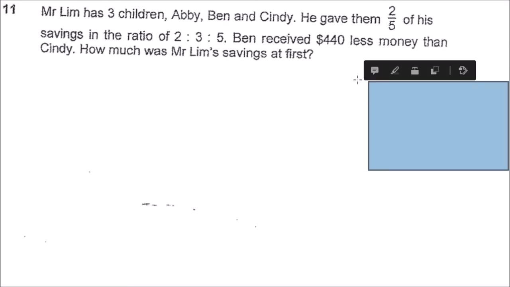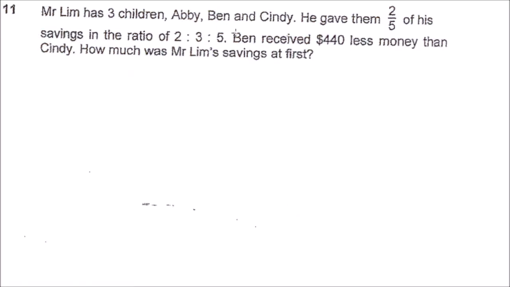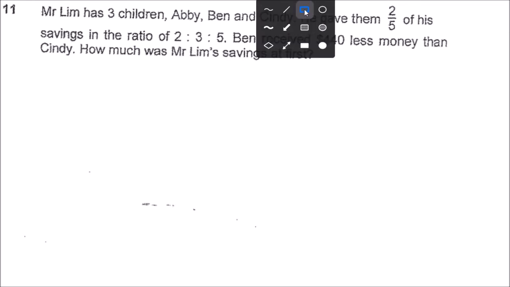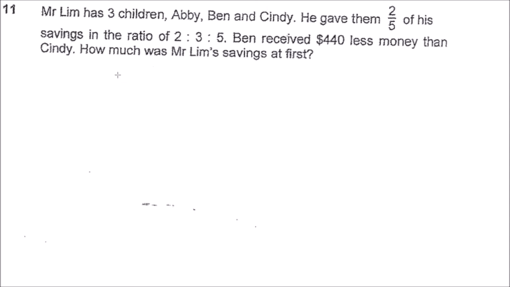Okay, question 11. Mr. Lim has three children, Abby, Ben, and Cindy. He gave them 2/5 of his saving in the ratio of 2 units to 3 units to 5 units. Ben received 440 less than Cindy. So how much was Mr. Lim's saving at first? Okay guys, let's draw the model for Mr. Lim's saving. So it goes like this.